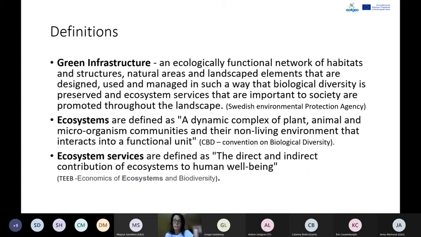Ecosystems are defined, according to the Convention on Biological Diversity, as a dynamic complex of plant, animal, and microorganism communities and their non-living environment that interact as a functional unit, working together. And the ecosystem services are the results of the green infrastructure and ecosystems, in some way contributing to human well-being, the direct and indirect contribution of ecosystems to human well-being. So that's the definitions.